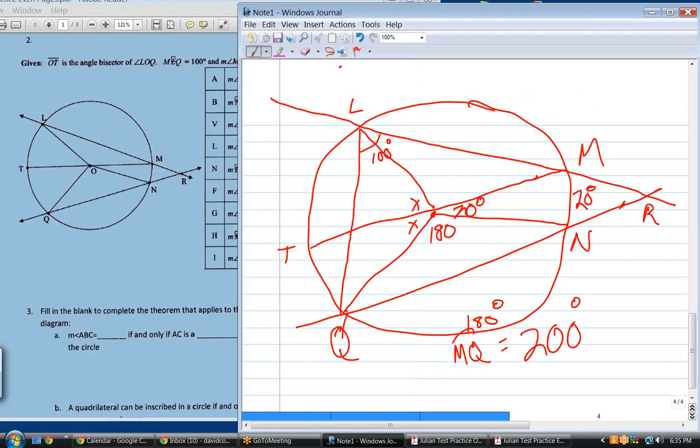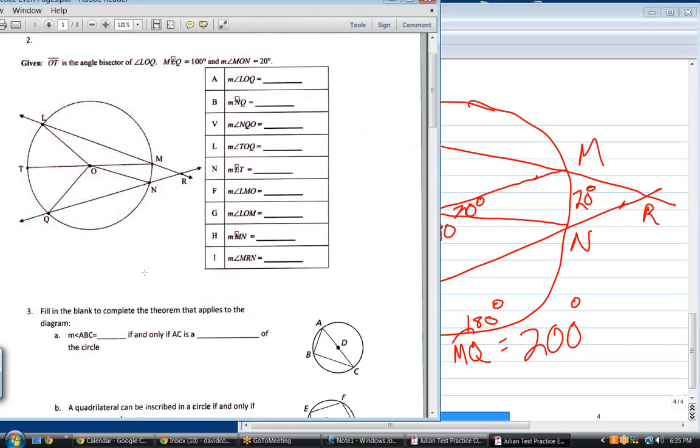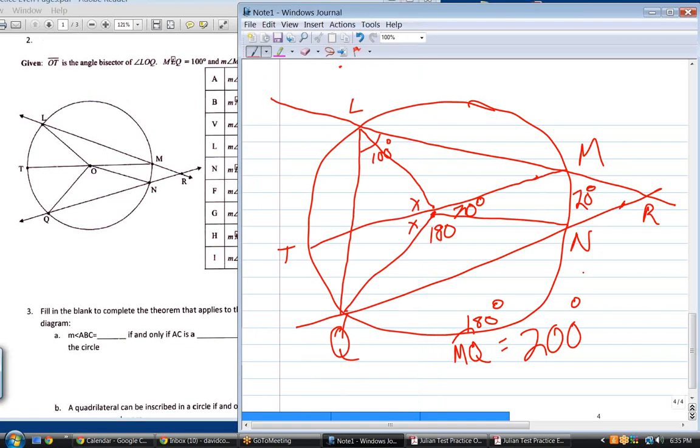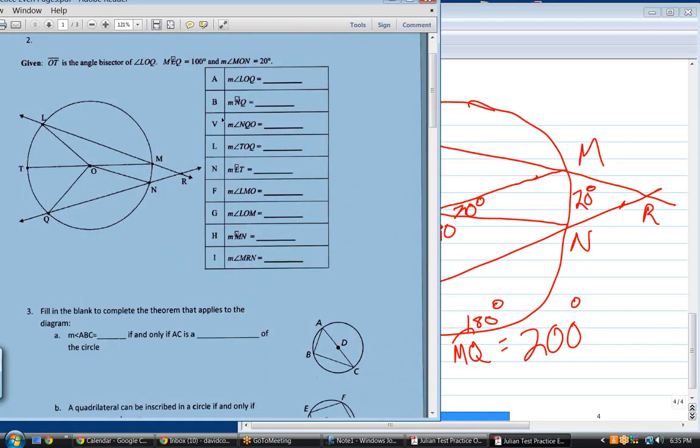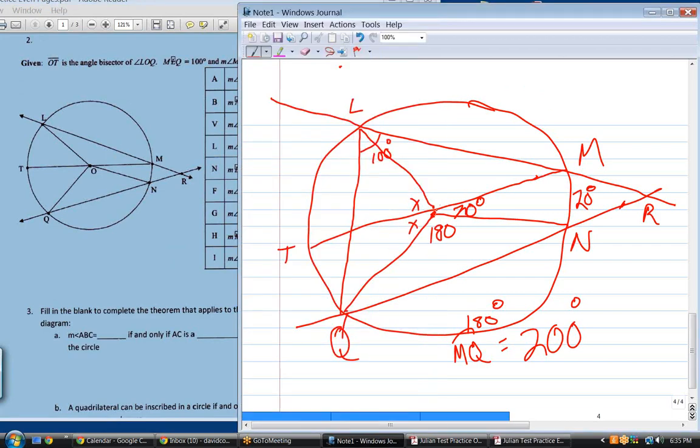Let me think for a second. I want the measurements of NQ. Well, we got that. It's 180. Yeah. So we know how to answer B. Let's just keep going until we find one we don't know how to answer. What's the measurement of NQO? NQO, this angle right here.